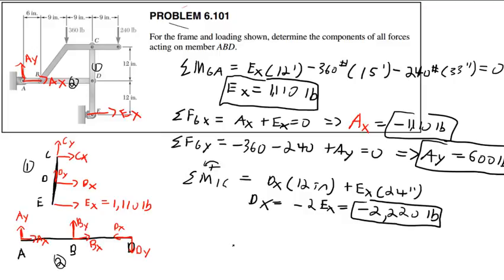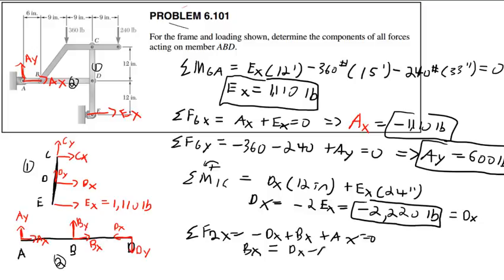This is 2. Sum of, let's first do sum of forces on object 2 in the x direction. So this is actually one of our solutions here that we're really after. DX. I'm going to have negative DX plus BX plus AX equals 0. And BX will be equal to DX minus AX, which, DX is negative 2,220 pounds, and AX is negative 1,000, so that's going to be minus a negative 1,110 pounds. And all of this will mean that BX is equal to negative 1,110 pounds.